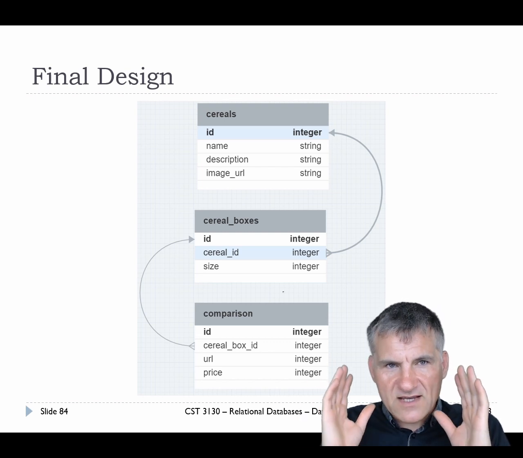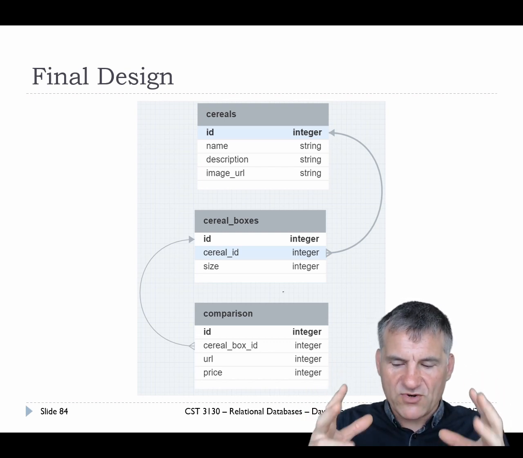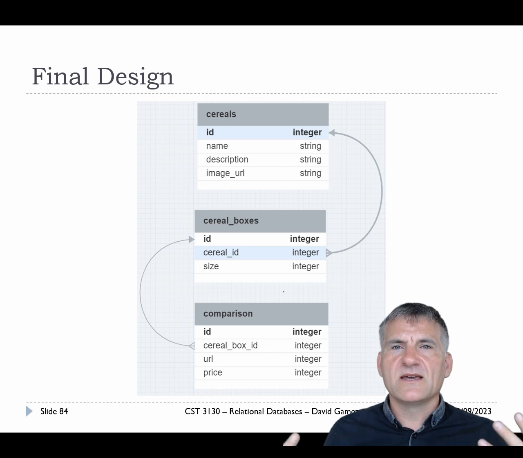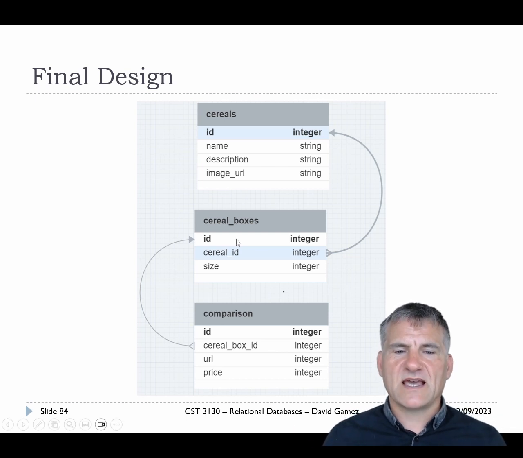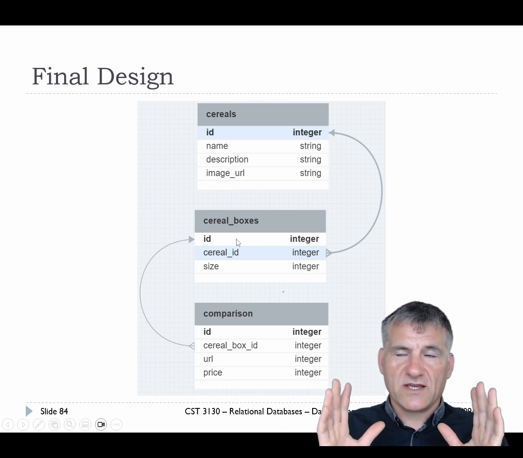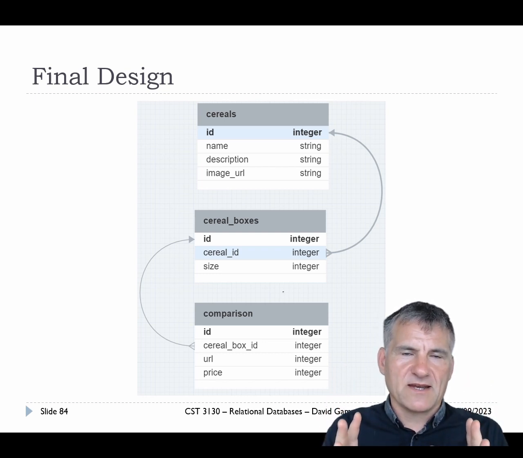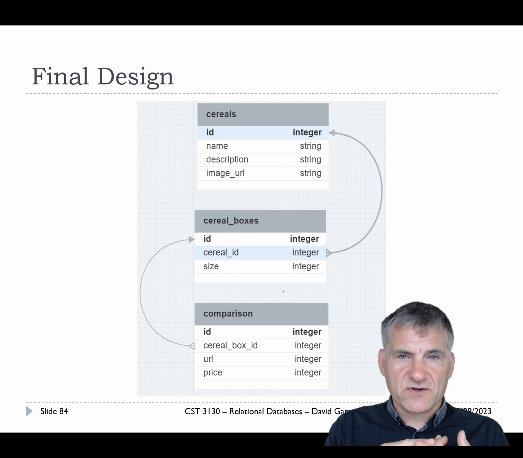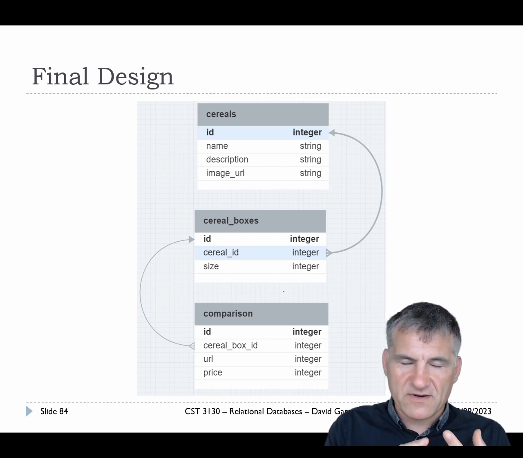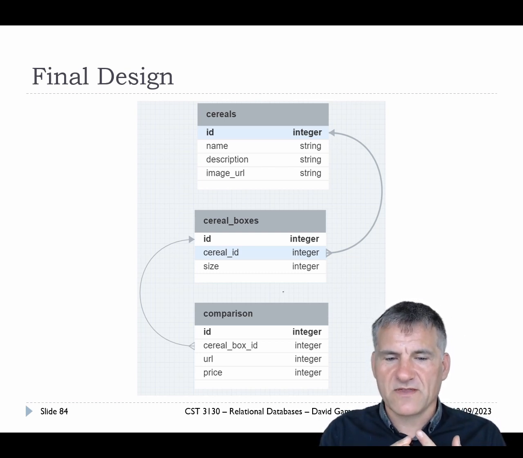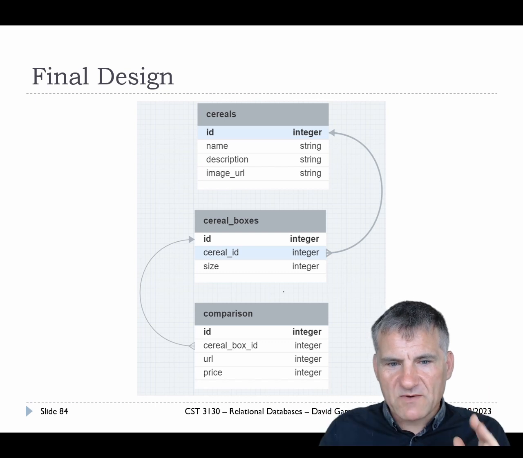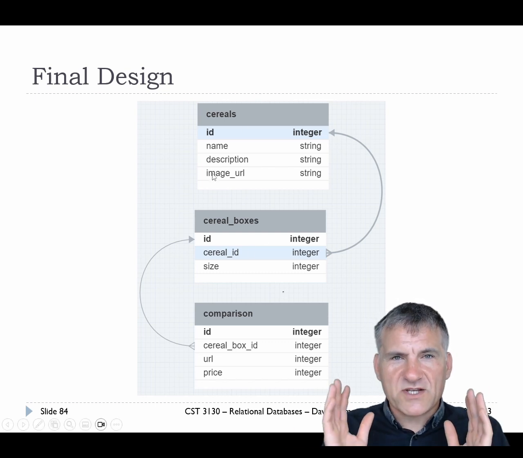All the different types of cereal. That means basically the product that goes inside the box. And then here we have a cereal boxes table to hold the different sizes of box that these cereals are available in. So we might have 500 grams of Tesco's fruit and fiber, 1,000 grams of Tesco's fruit and fiber, and so on and so forth. And the cereal boxes, this table in the middle, is what's actually sold to the customer.